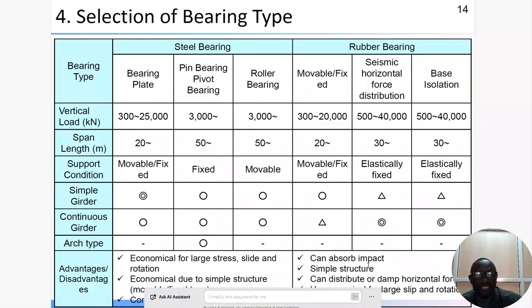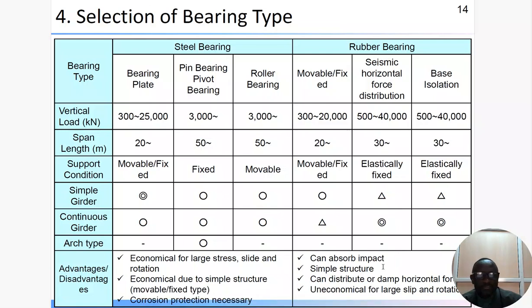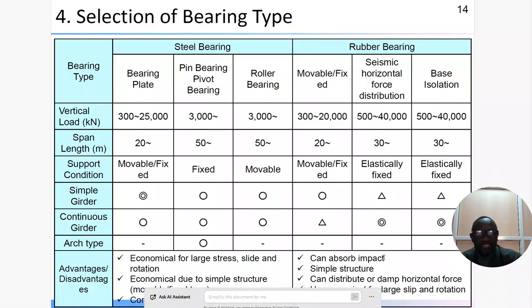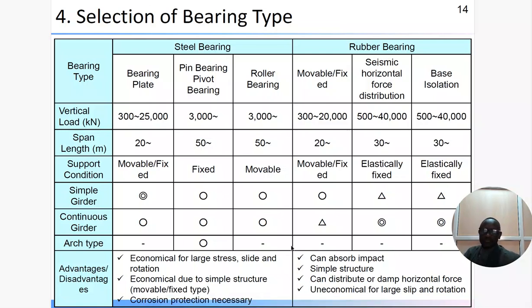So for rubber, it can absorb impact, simple structure, used for simple, can distribute or dump horizontal force. Then it is uneconomical for large slip and rotation. And for steel bearing, the advantages are that they are economical for large stress, slide, and rotation, economical due to simple structure, movable, fixed type, and corrosion protection necessary.